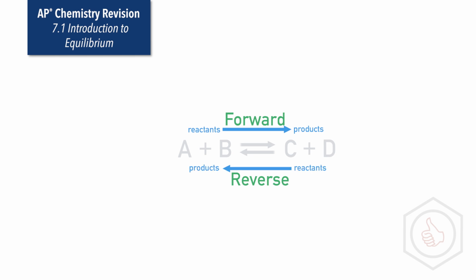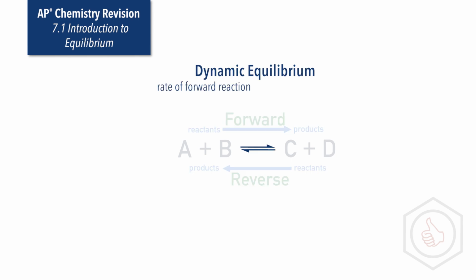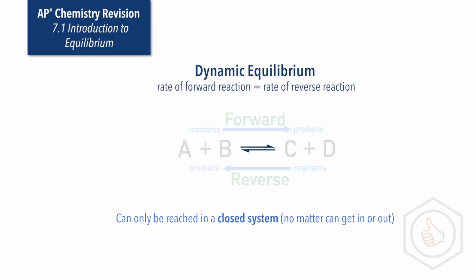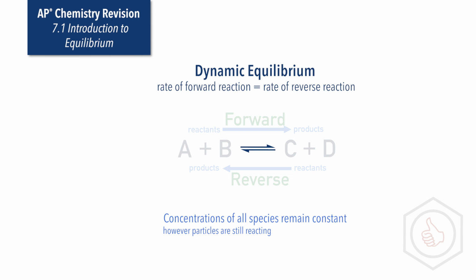A system is in dynamic equilibrium when the rate of the forward reaction equals the rate of the reverse reaction. Dynamic equilibrium can only be reached in a closed system, which is one where no matter can enter or leave. If a system is at dynamic equilibrium, the concentrations of all species remain constant over time, although it's important to point out that particles do continue to react. This is why it's referred to as dynamic equilibrium, because the reactions are still ongoing, particles are still reacting. It's just a system appears to us as unchanged because all the concentrations of species remain constant, hence equilibrium.